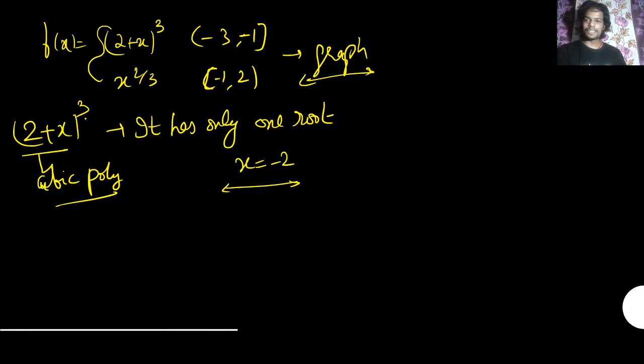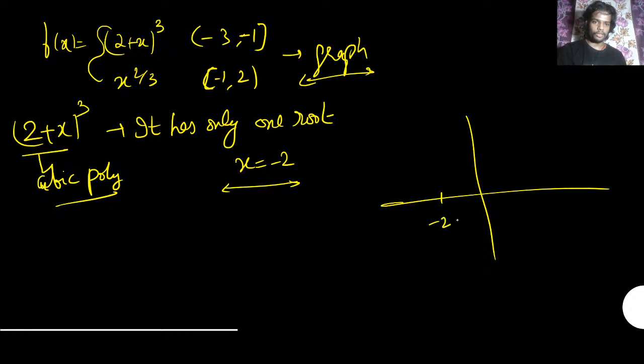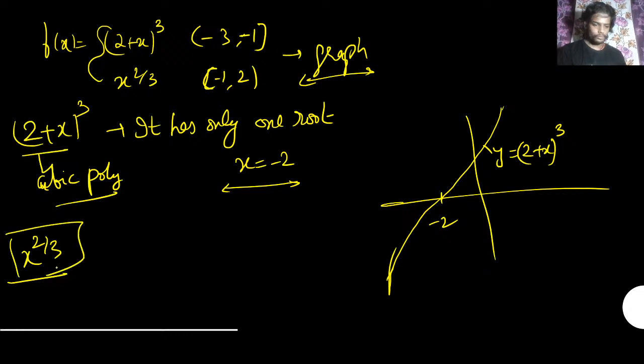Anyway, so (2 plus x) cube has only one root and that is x equal to -2. So the graph will look like this. Standard cubic polynomial with root -2, the graph will look like this. Okay, this is how the graph will look. This is y equals (2 plus x) cube. And the other one is x to the power 2 by 3. We have to draw the graph of this guy also.